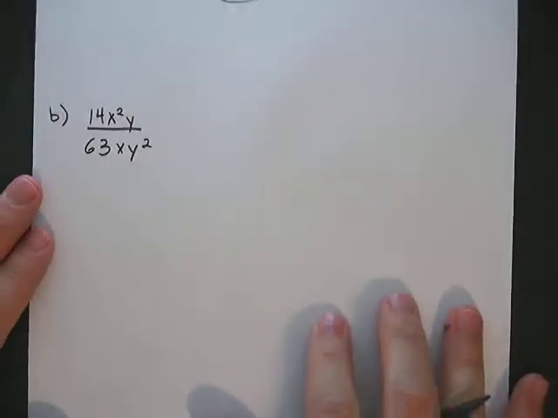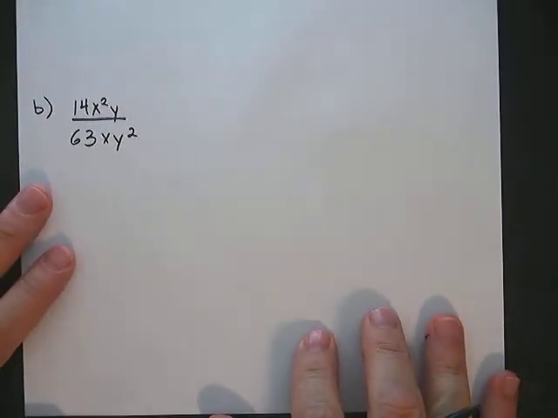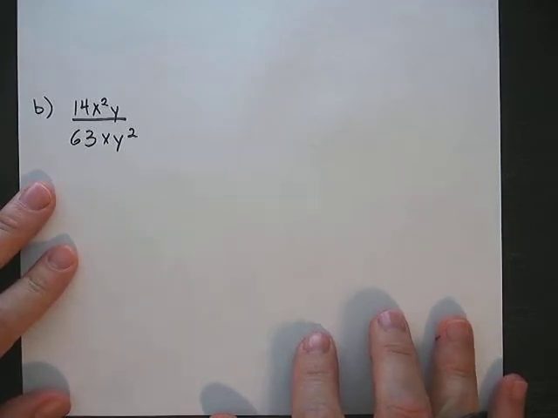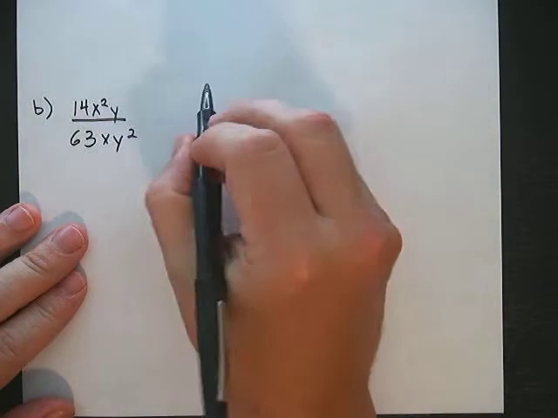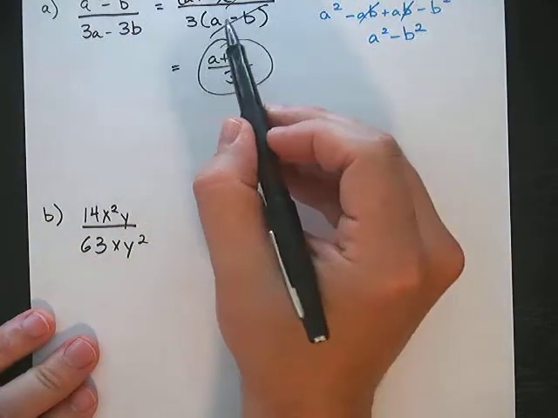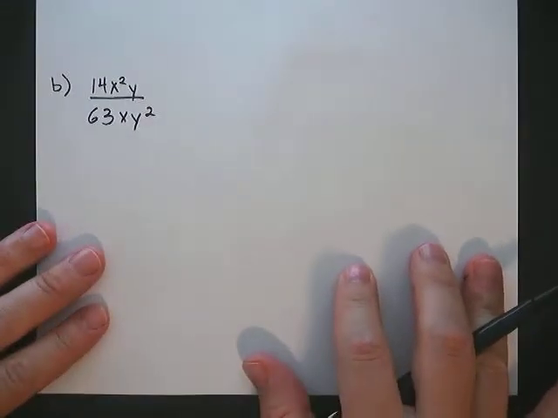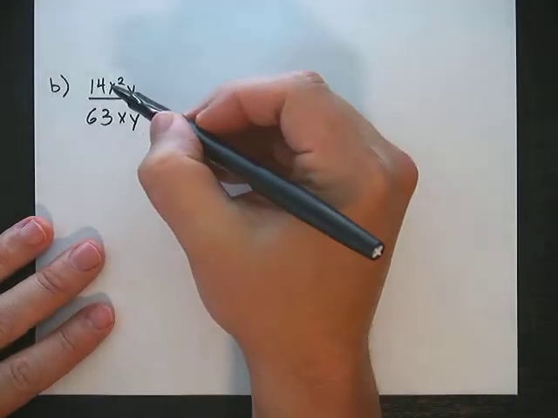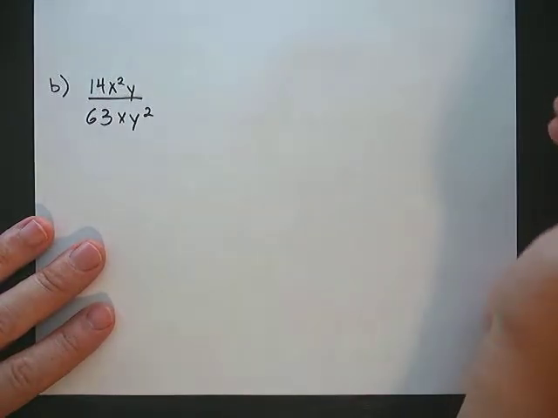Okay, let's take a look at the next problem. We have 14x squared times y divided by 63x y squared. Okay, so we're going to factor again, kind of like we did up here when we factored out the 3. What was left, we're going to do the same thing here. We're going to try to see what is the biggest thing that we could factor out of both the numerator and the denominator, and we're going to do that.